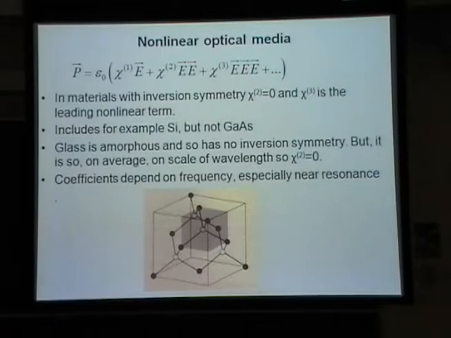However, what is important is not so much the inversion symmetry on an atomic level, but the inversion symmetry when you average over a wavelength. If you average over a cubic wavelength, then if you apply this inversion operation, you get more or less the same feedback. And therefore, for standard glass, this chi2 is indeed 0, and so in optical fibers, all the nonlinear experiments are with this cubic nonlinearity here.